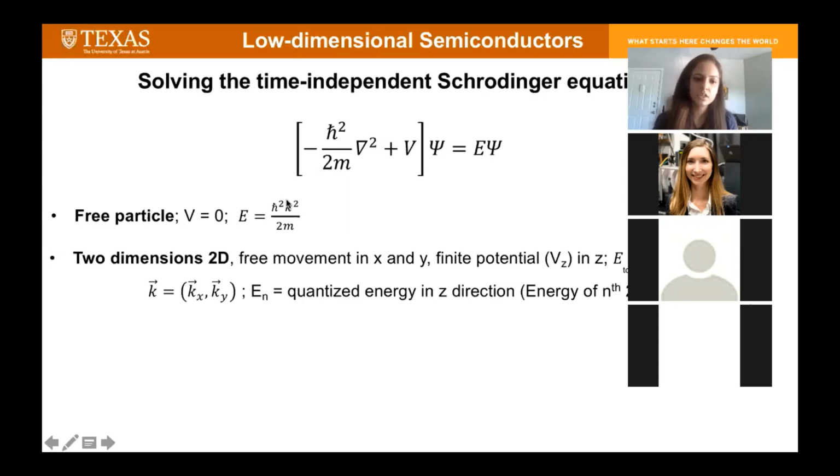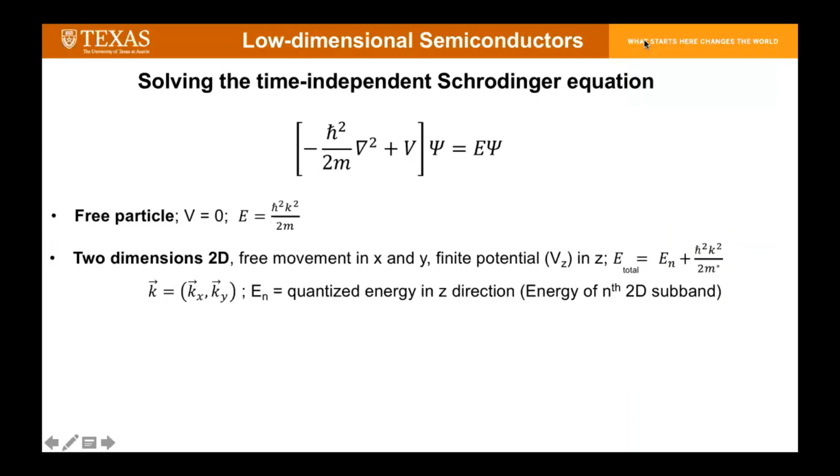But in a two-dimensional object where you have constricted motion in the Z direction, but you only have free movement in X and Y, then the energies in the constricted dimension become quantized. If you look at this expression here, this is the expression for the total energy of such a system, but the energies in the Z direction become quantized. And we call this energy quantization in the Z direction. The energies in the X and Y direction are again given by the same expression, but K is a wave vector, so it's only allowed to have values in the X and the Y direction.